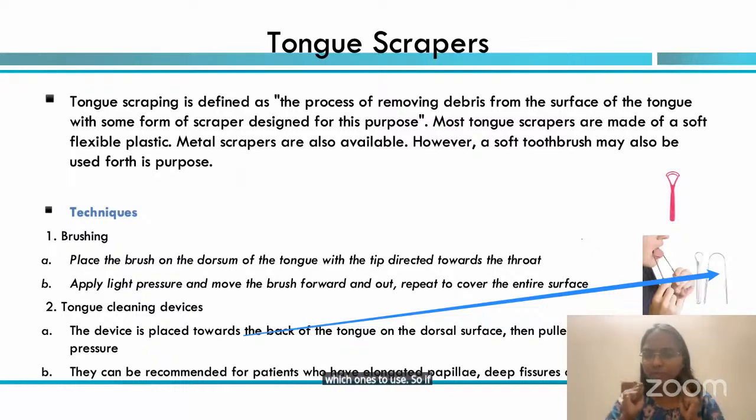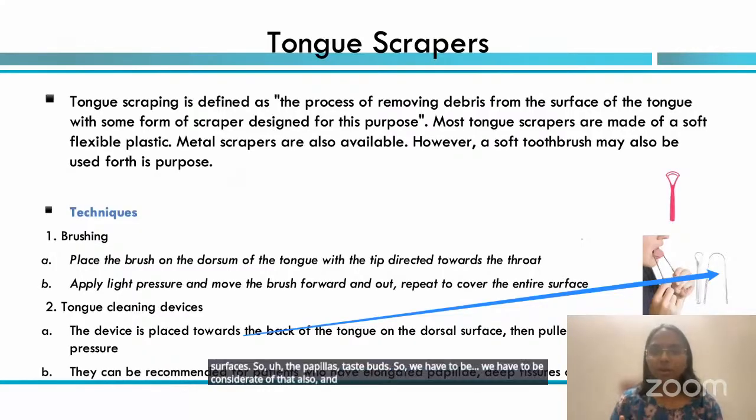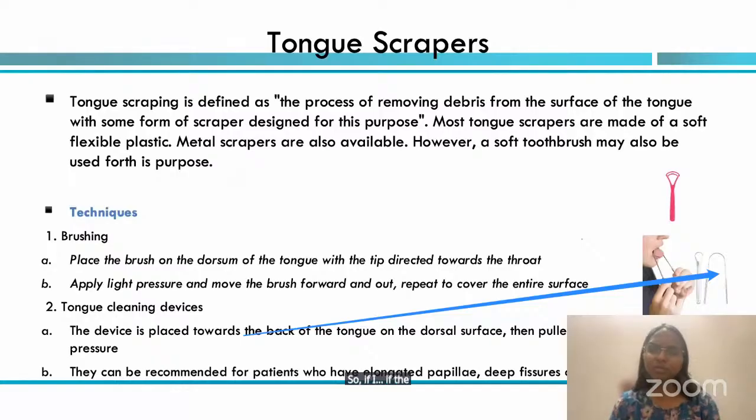If you use them with a lot of force, these metal tongue scrapers can sometimes damage our surfaces, so the papillae, taste buds. So we have to be considerate of that also, and understand. The most basic way is to use your toothbrush and clean the whole surface of the tongue, right from the posterior end, up till the point you don't feel the gag, and clean it daily.